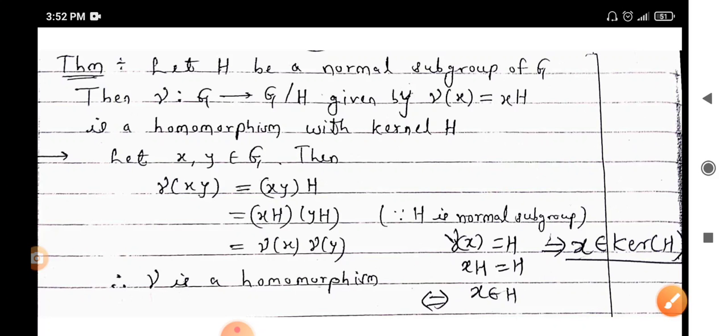Remember this example for solving exercises or questions related to the kernel. We again summarize the theorem. The theorem says that if H is a normal subgroup of group G, then the mapping gamma from G to G by H given as gamma of X equals XH is a homomorphism with kernel H. In the next video, we see the next fundamental theorem of homomorphism, depending upon the kernel and the homomorphism mapping.